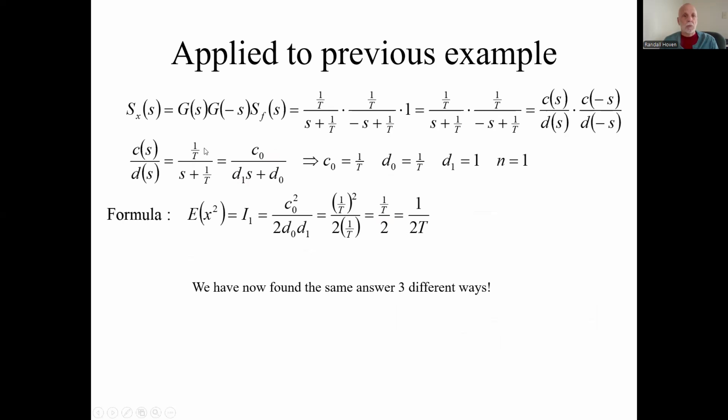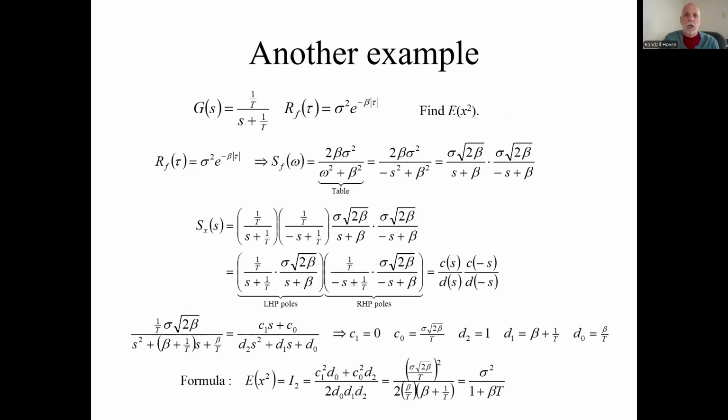So this C sub 0 is 1 over T. D sub 1 is 1. D sub 0 is 1 over T. Plug those into your formula. Simplify, you get 1 over 2T. Matches what we did at the other two ways. I'll save yet another example for another video. So we have 3 ways to find the mean square value. And you don't always know ahead of time which one's going to work or which one's going to be easiest. So that's part of the problem.